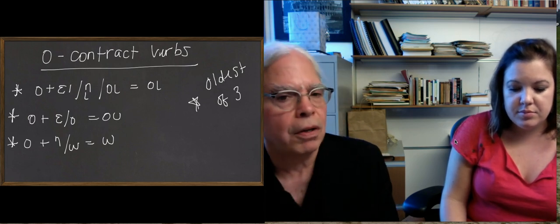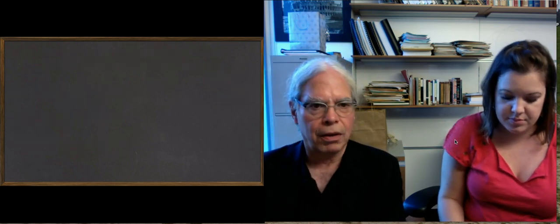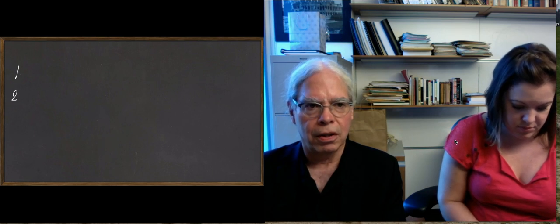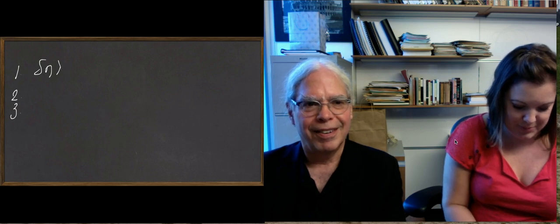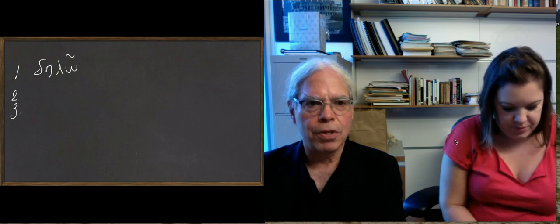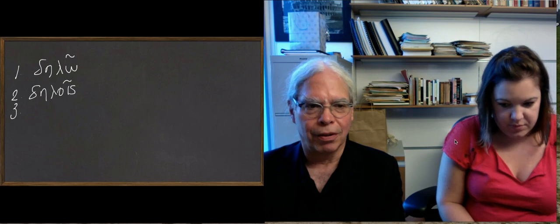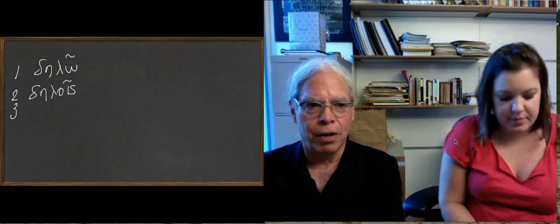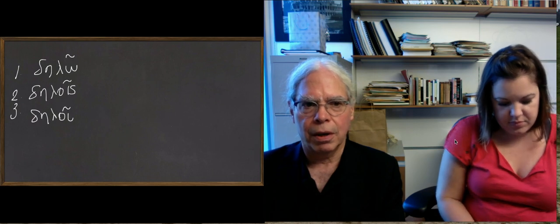So let's look at the present indicative active of deloo. The forms that you see are deloo, with a circumflex. We'll look at the principal parts in a second. Deloo, delois. Again, this can be an optative too. We'll show you in a second. And deloi. So that's because the EI is becoming an OI, right?